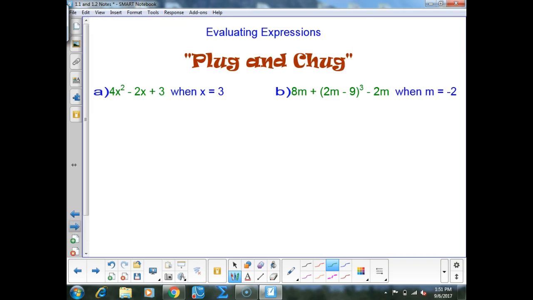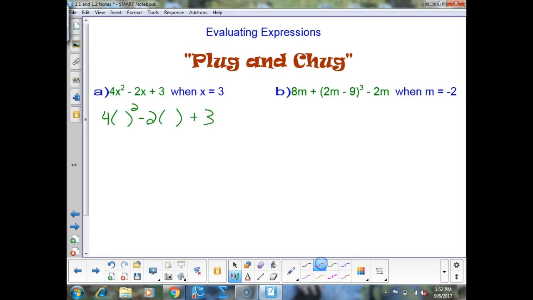Evaluating expressions, we have that x is 3, so we simply plug in 3 for x. So this becomes that minus that plus that. Change this to a 3, change that to a 3. 3 squared is 9 times 4 is 36. Minus 6 plus 3 gives me 33.